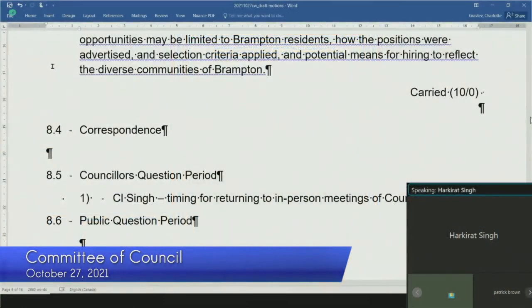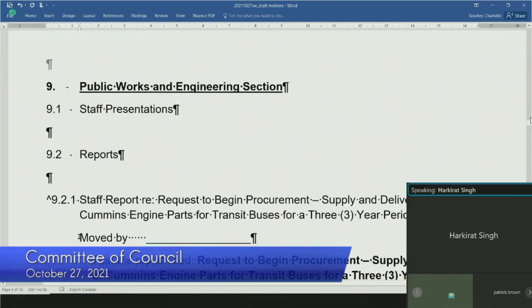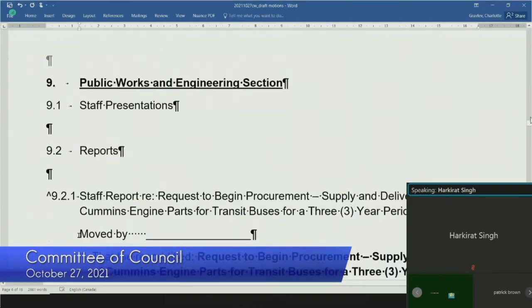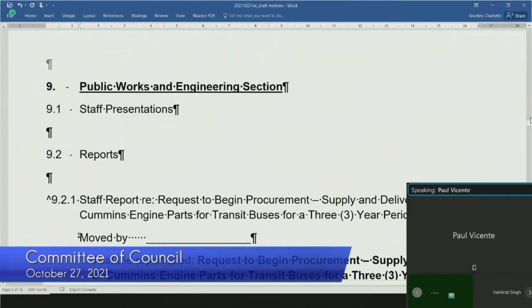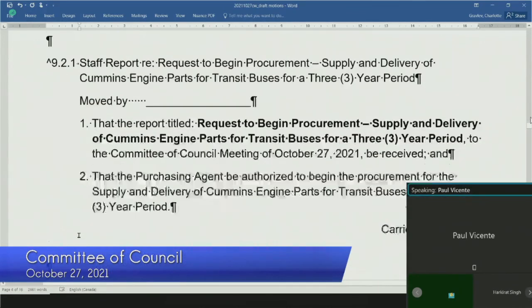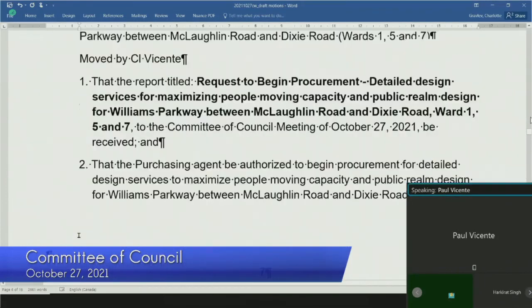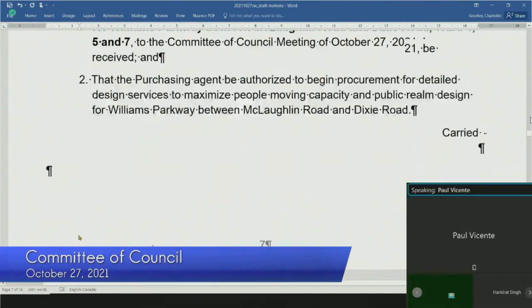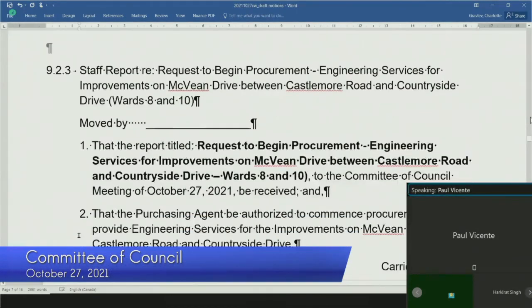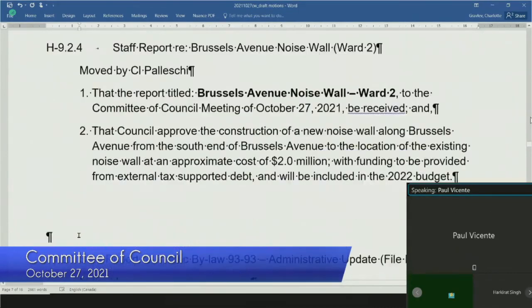8.6, is there any questions from the public to the clerk? Through you, Mr. Chair, there are none. Okay, so I will pass it on to Councillor Vicente to chair the Public Works and Engineering section. Thank you, Councillor Singh and members. We have dealt with every item in the Public Works agenda, so I'll just ask if any members have questions. And seeing none, we'll move on to public question period.